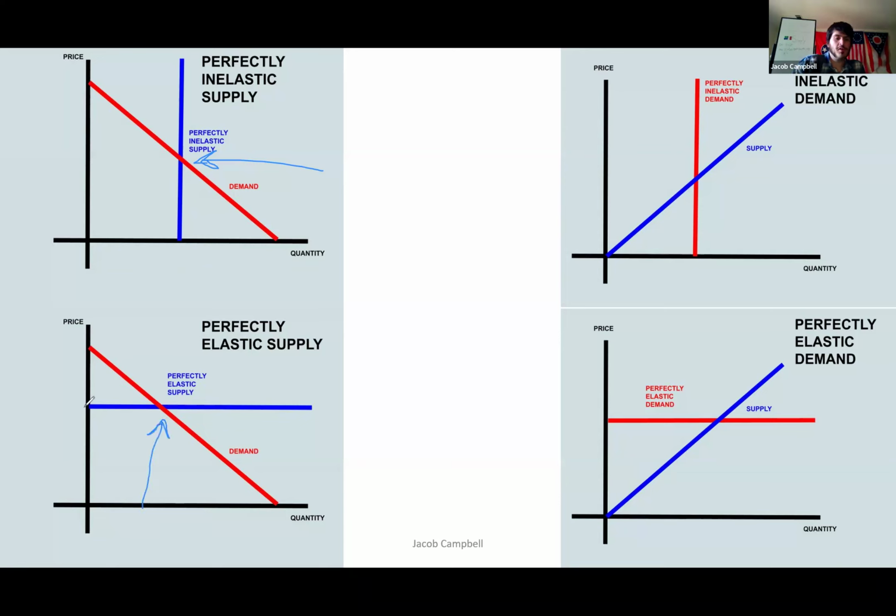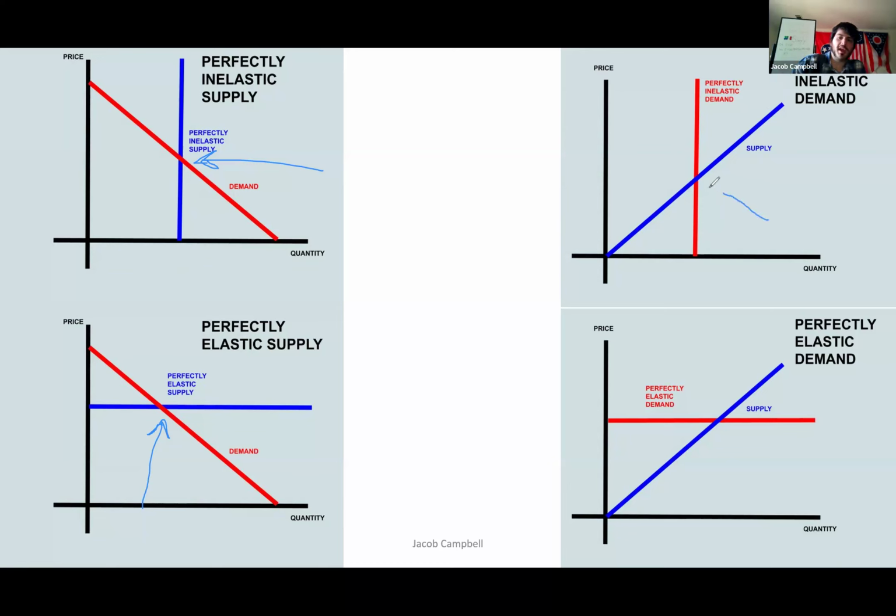Perfectly elastic supply. Well, you see that there's only one price that's considered acceptable. But the quantity can change by as much as it needs to. You won't get truly perfectly elastic supply, but you can get close to that. We'll talk about that in the competition lecture, though.